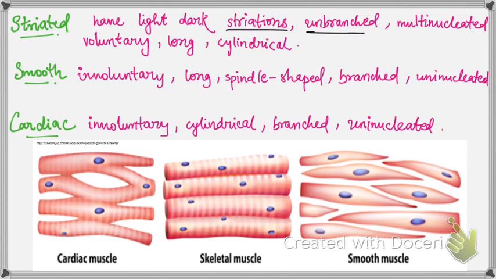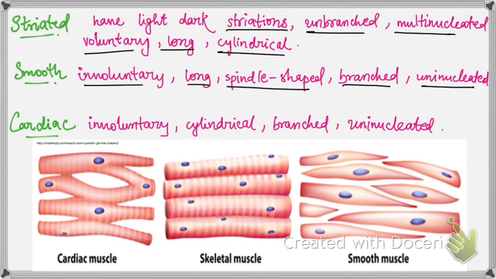Now here we have smooth muscles. These are involuntary. They are long and spindle shaped. Involuntary in the sense you can't stop them or make them work as you wish. So again, they are long, spindle, unstriated. That means they don't have any light or dark striations or bands on them, and they are uninucleated.